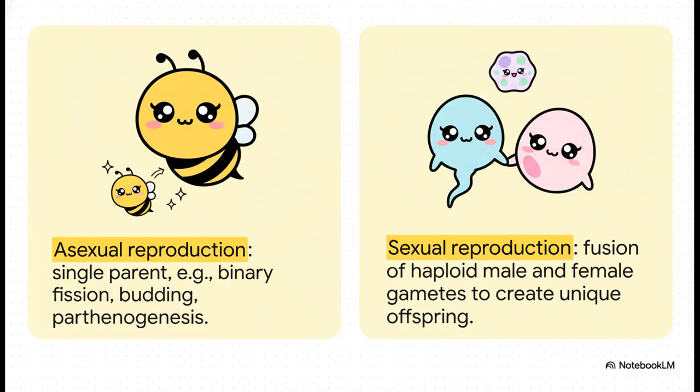But what's absolutely fascinating here is a process called parthenogenesis. This is where an entirely unfertilized egg develops into a fully viable embryo. A great example is the honeybee. Unfertilized haploid eggs, meaning they only have half a genetic blueprint, actually become males, while diploid eggs with a full genetic blueprint become females. We contrast this with human sexual reproduction, which strictly requires the fusion of two haploid gametes, a sperm and an egg, to create a brand new, genetically unique diploid offspring.